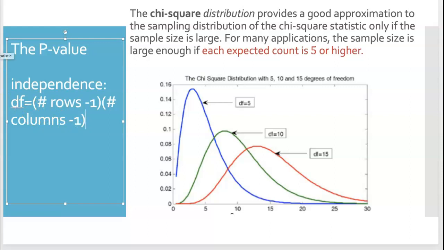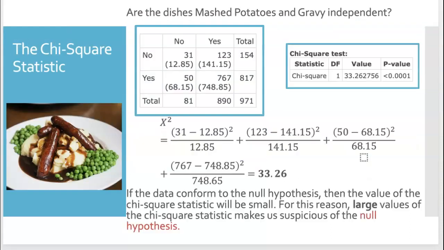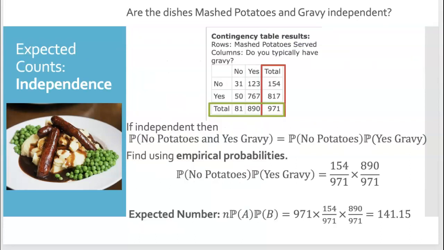And if you think about degrees of freedom here, if I go back to this original table, suppose I know these numbers here. How many of these 4 numbers do I need to know in order to know all of them? Let's say I knew 31. Well, then 154 minus 31 gives me 123. 81 minus 31 gives me 50. And if I add all these up and subtract from this, I get 761. So given this information, all I need is one piece of information to know everything.